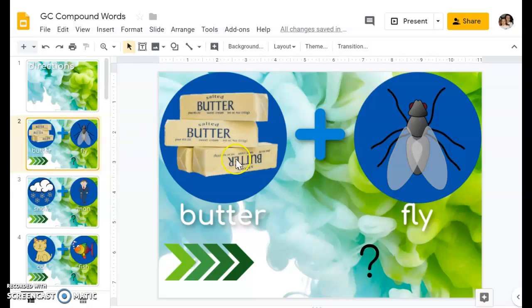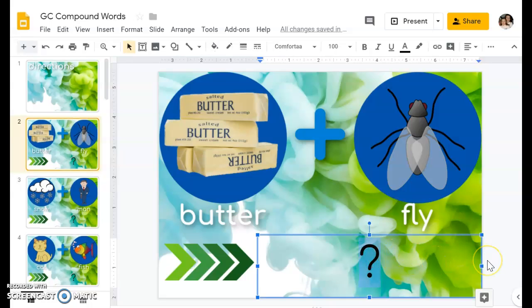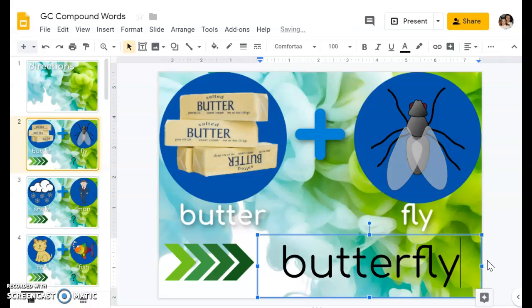So if I have my compound word here, butter and fly, if I put those together it makes a new word called butterfly. So I'm going to double click on the question mark down here, and then I'm going to type my new compound word, butterfly. Now compound words do not have any spaces between the little words in there because it's two words stuck together. And you can make sure that you're spelling it correctly by looking at the words that are given.